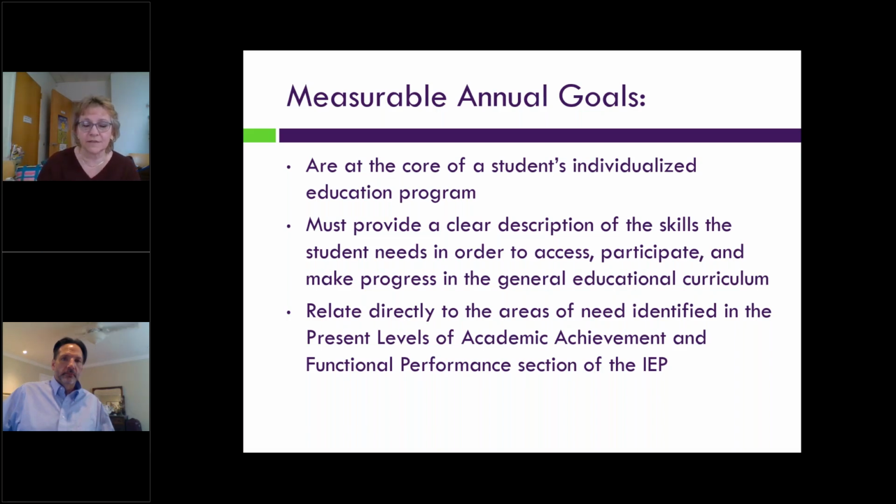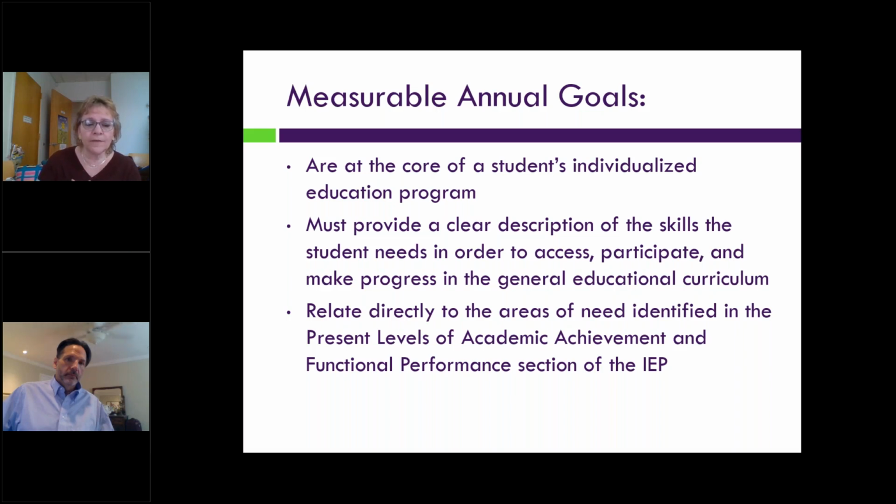It's really important that these measurable annual goals are an avenue to show progress toward that student being successful. It must provide a clear description of the skills and the student needs in order to access, participate, and make progress in the general education curriculum. Now, the student may or may not be in that general education class, but they do need to have access to that general education curriculum in order to work on what their age-appropriate peers are doing as well. So it doesn't always have to happen within the classroom, although you would like it to, but they do have to have access to that curriculum for that age appropriateness.